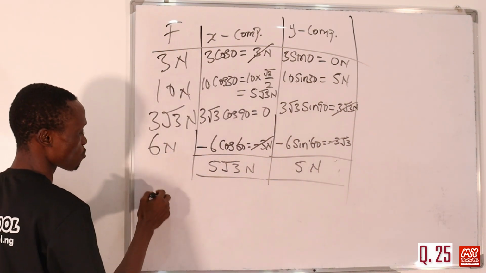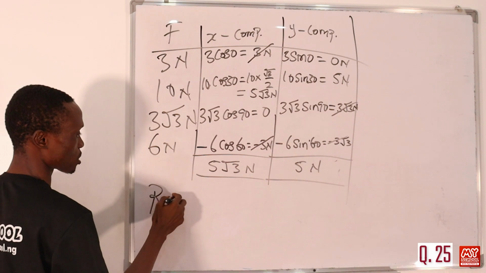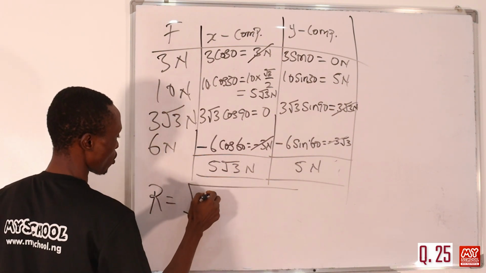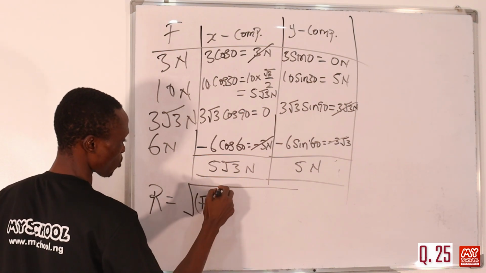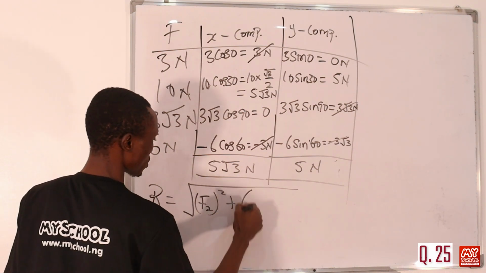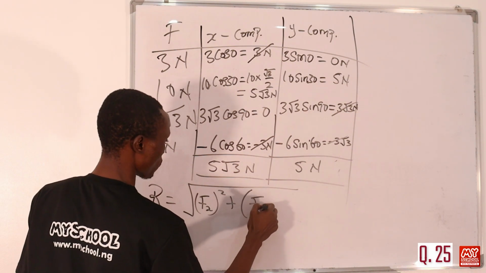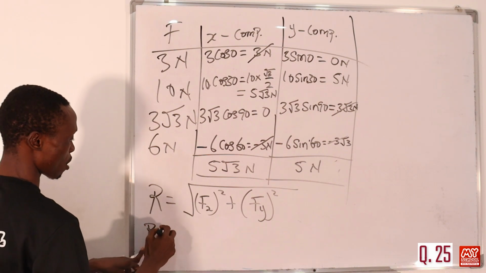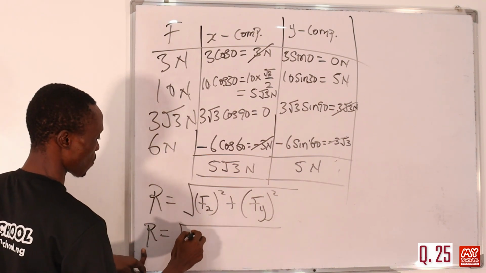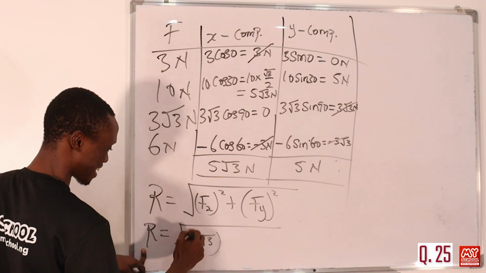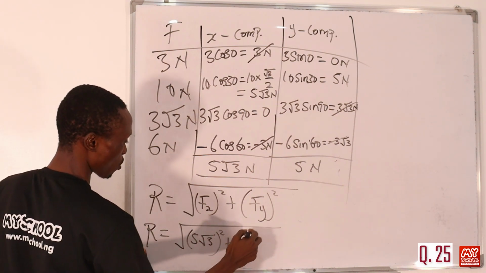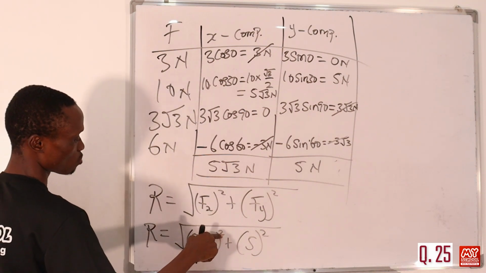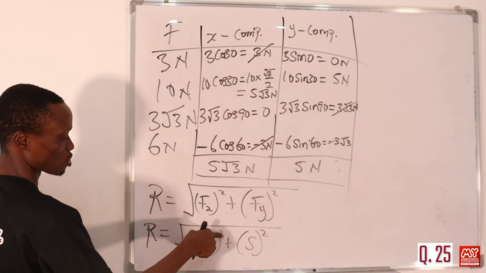Okay, but we are calculating for the resultant force. So the resultant force will be the square root of the square of the force that we obtain from the x-axis, plus the square of the force that we obtain from the y-axis. So that resultant R is equal to root, then 5 root 3 in brackets raised to power 2, plus 5 raised to power 2.